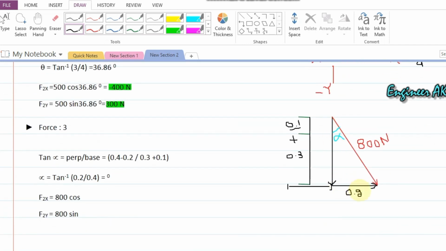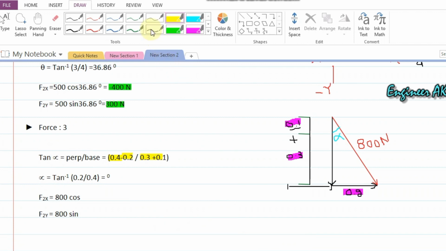So this is the perpendicular, right? And this is the base, right? So the base is 0.4. If I apply the tan formula here, tan alpha is equal to perpendicular by base, and the perpendicular was total 0.4, and if I minus 0.2, that will be the perpendicular, and the base was 0.1 plus 0.3, right? And if I move 10 here, it will become negative.